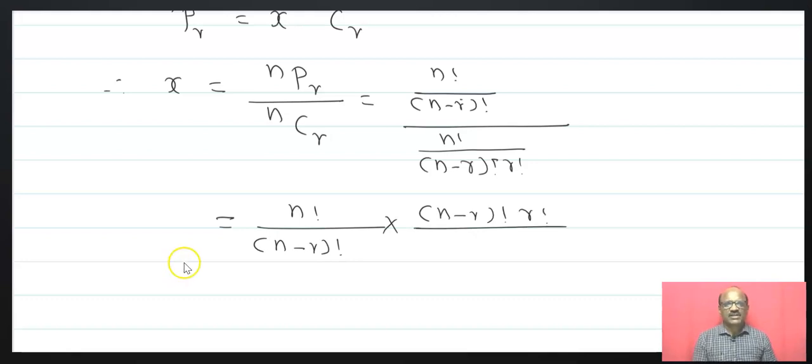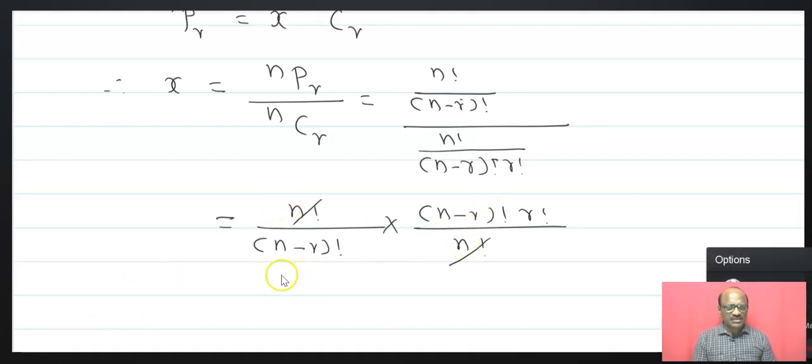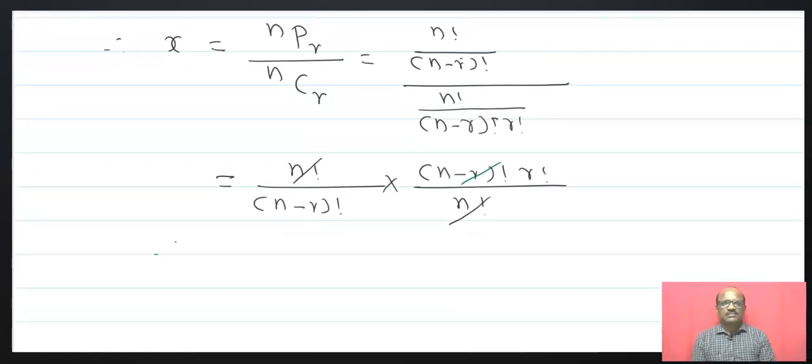Now see this multiplied and reciprocal. Okay. This n factorial gets cancelled. (n minus r) factorial gets cancelled. You will get x is equal to r factorial. Now see this here. x is equal to r factorial.